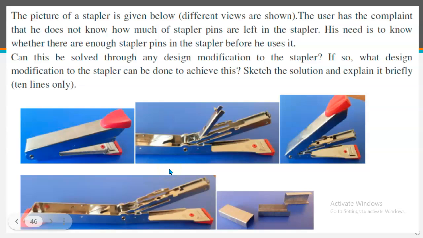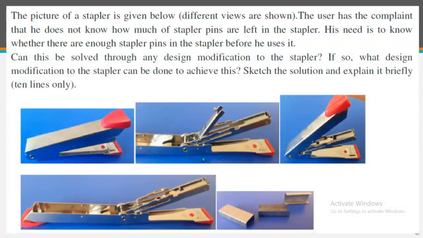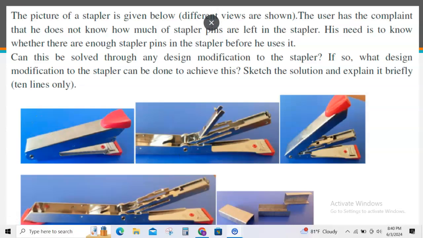So this is an example of a stapler. Here, the problem was that the user wanted to know how many stapler pins are left. With our current design, it's not possible. So let's see what design modification can be done in order to achieve this. So this is our question. Here, one is you can make use of some transparent material, right? You can use some transparent material over here in this part, such as plastic, so that it would be visible through this glass. That is one method. Another method, by using electronics, you can initiate a counter or something.